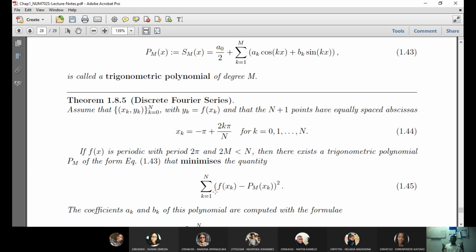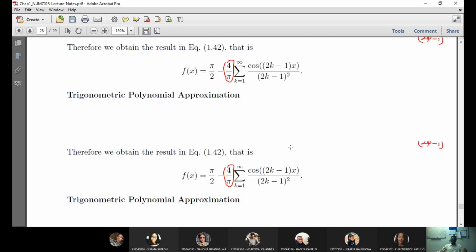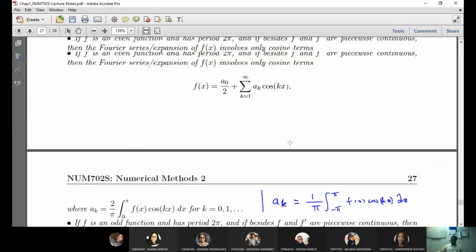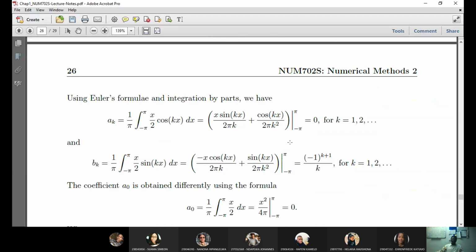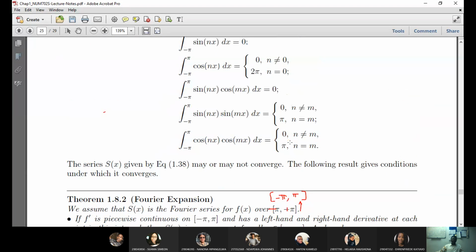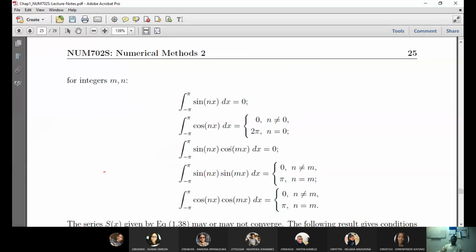We know already from the previous sections that the least square problem can be simplified if we have an orthogonal basis, and we know already that cosines and sines form an orthogonal basis. If you recall from here, these are the elements of the basis.